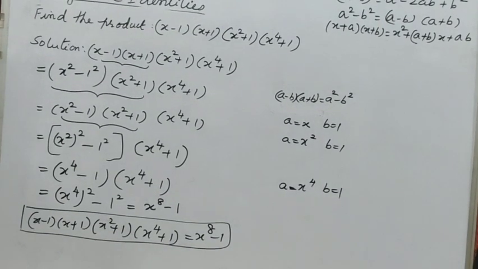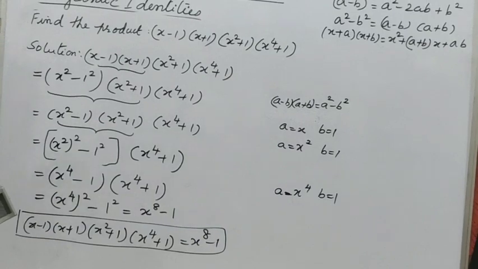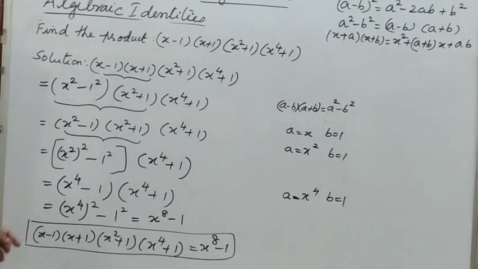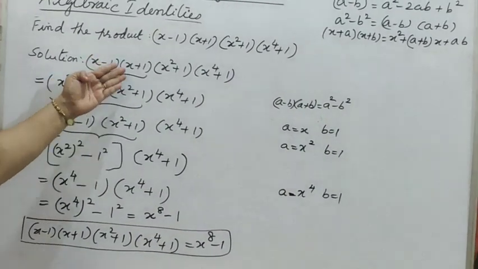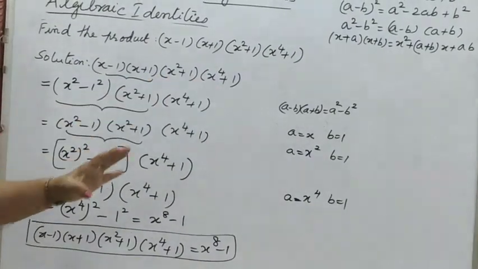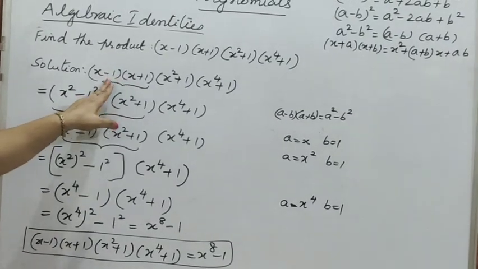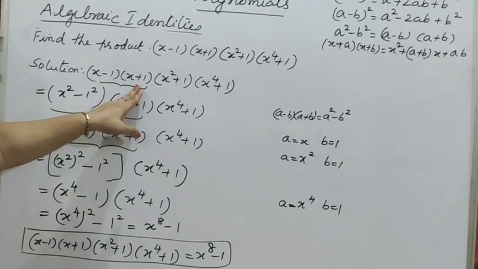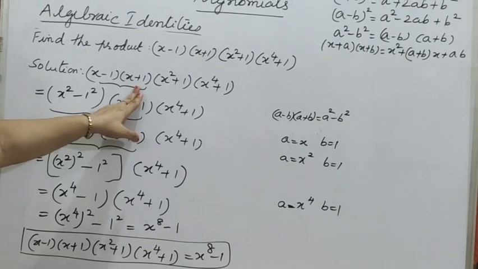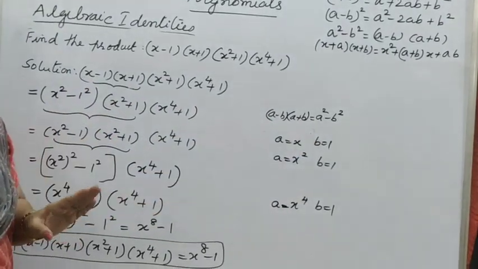Okay, once again I will explain the question because it is a little bit lengthy compared to our previous sums. What is the question? x minus 1 into x plus 1 into x square plus 1 into x raised to 4 plus 1, right? So first you take the first two brackets. It is x minus 1 into x plus 1. Easily you can tell me which identity is there. That is a minus b into a plus b equal to a square minus b square, to be used.